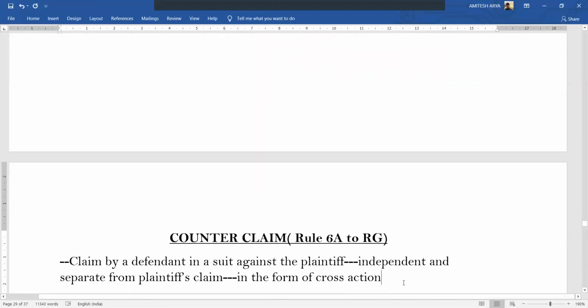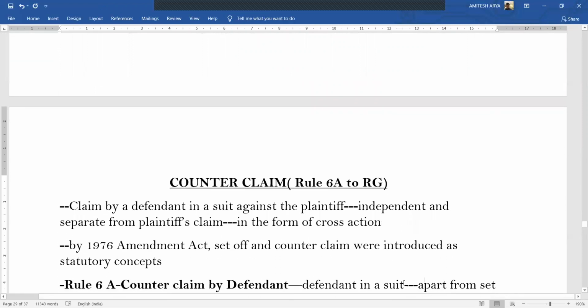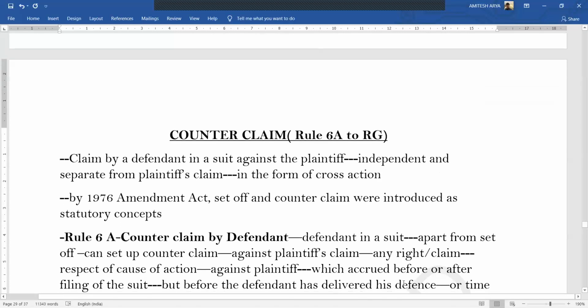Now the next topic that we are coming to is a counterclaim. Counterclaim has been dealt with under Rule 6A to 6G. Why, as I had said, when you are keeping prelims in mind, the rule numbers sometimes become very important. More than rule numbers, order numbers are important. Section numbers are really important. Order numbers are also important. If you can remember the rule numbers, that's very good, and it will even help you in writing the mains answers.